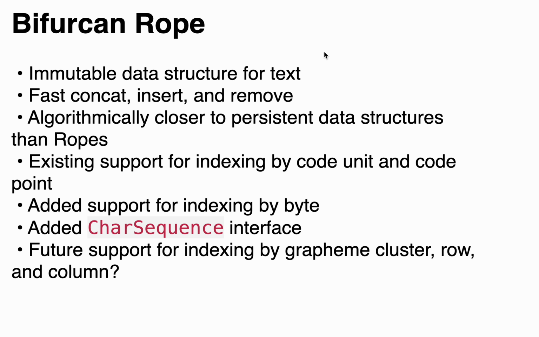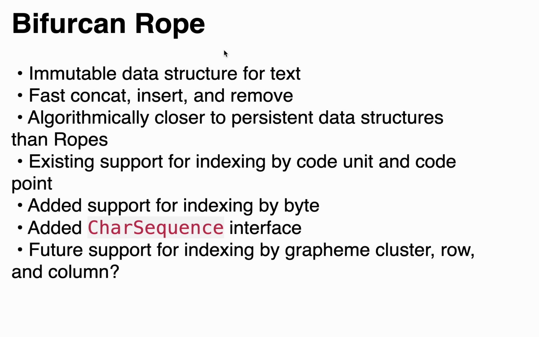So, Bifurcan's rope. Bifurcan is a Java library by Zach Tellman, and it provides an immutable data structure for text. There's already a way to represent text in Java, which is the string. The reason we want a different data structure is that we want fast concatenation, insertion, and removal. Basically, all the text editing operations add and remove small chunks of text, and that's pretty slow with the built-in Java string. Bifurcan's rope is a way to do that more quickly.